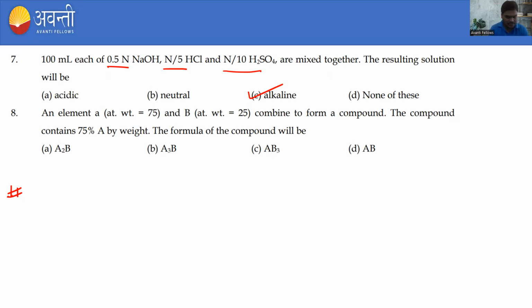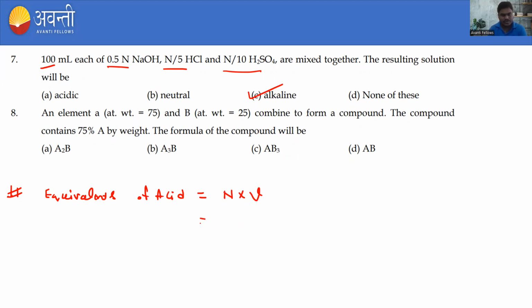Now, if you want to calculate the exact thing, you can calculate this value by using the molarity or normality equation, right? So let's see the solution for the question so that you understand it better. According to the question, the equivalent of acid is equal to normality into volume, right?